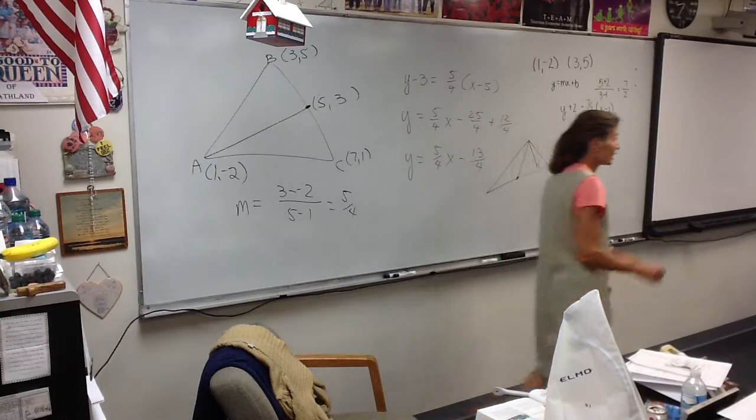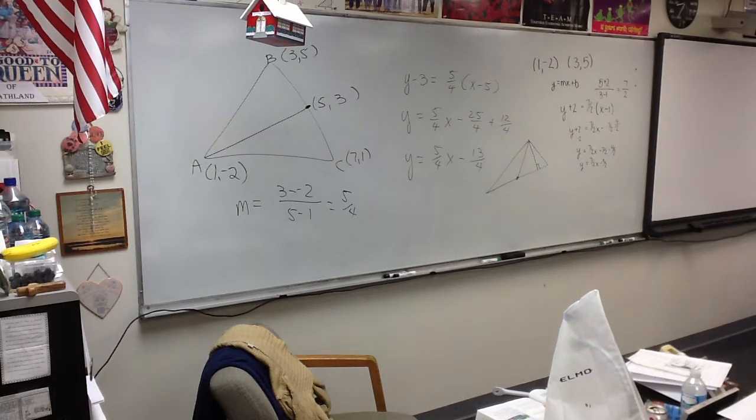All right, ready for the second challenge problem? Write the equation of the line tangent to x squared plus y squared equals 25 at the point -3, 4. Write the equation of the line tangent to x squared plus y squared equals 25 at the point -3, 4.